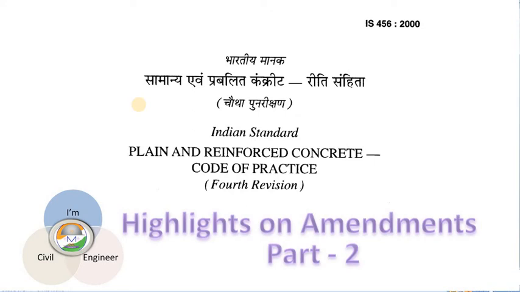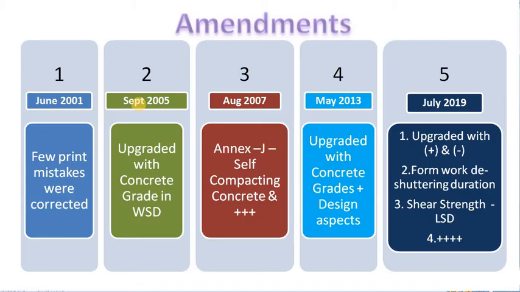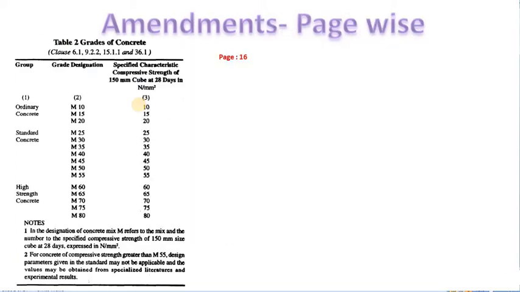In this video, let us see the highlights on amendments made in IS 456-2000. It is the part 2 video. So these are the color codes. In this video, we shall see the page-wise amendments between page number 16 and 25. In page 25, there are many changes and let us see those also. Okay, we will move on to page number 16.